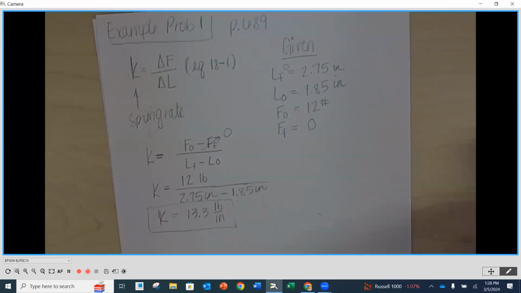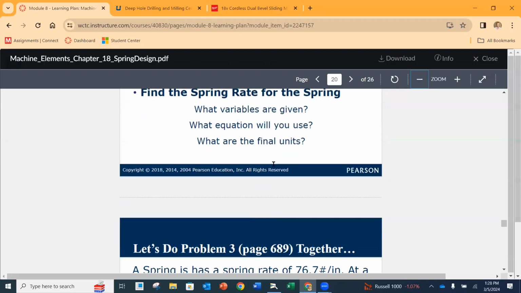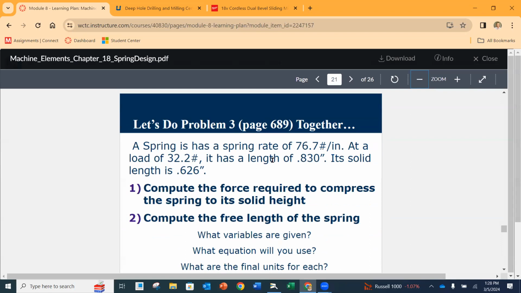Let's now look at our next example problem. You're going to notice that if we go back to our slides here, we're going to go to the next problem. So let's do problem number 3.